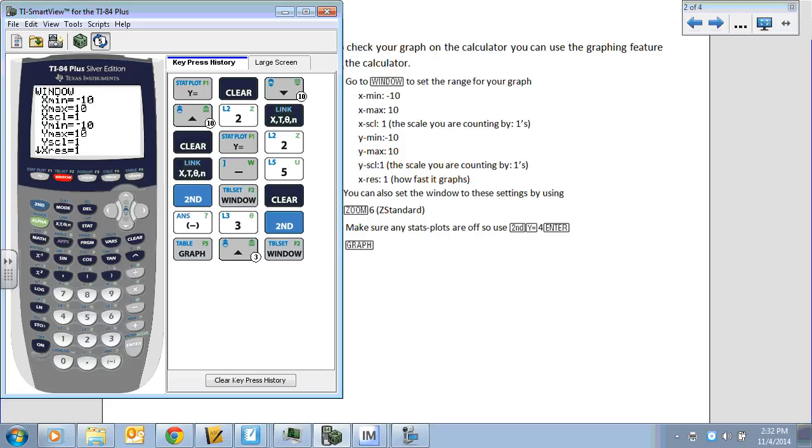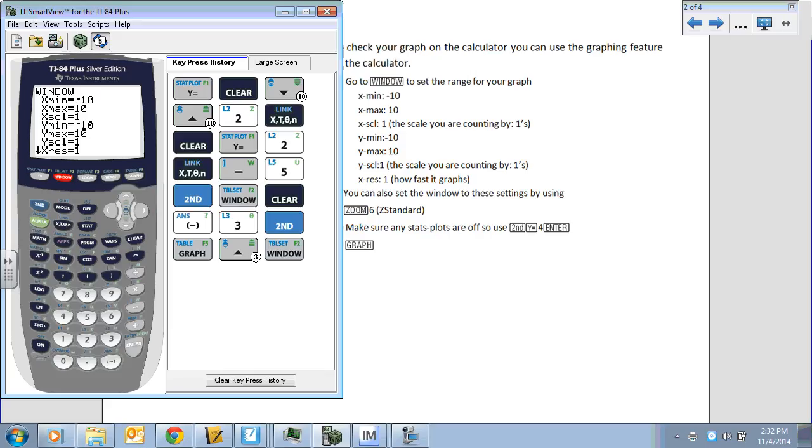X scale, ladies and gentlemen, this is the scale you are counting by. All right? So when we make a graph where we're counting by 5s, guess what our x scale would be? 5. If I was counting by 10s, what would my x scale be? 10. But for most of the graphs you guys make by hand, we're counting by 1s. So our x scale is going to be 1. Y min and Y max do the same scale, and Y scale is 1 also.